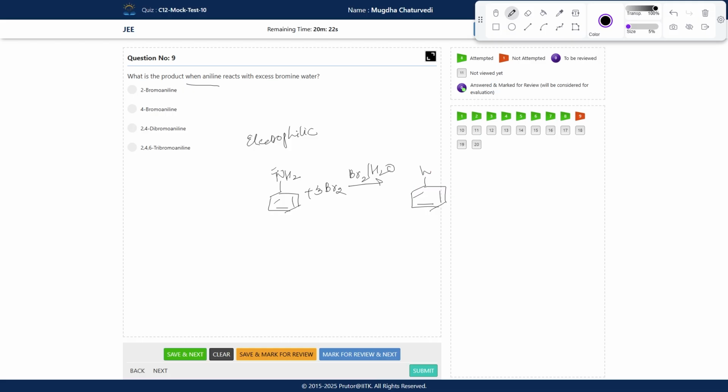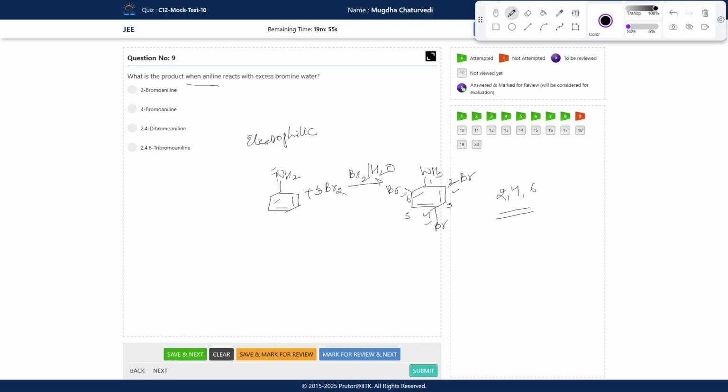Okay, so here you will see that the bromine gets attached to ortho and para position. If this is one, 2, 3, 4, 5, 6, then you will get 2, 4, 6 tribromoaniline. Okay, this is the product which you get. So this Br groups come and attach at second, fourth and sixth position. So 2, 4, 6 tribromoaniline.